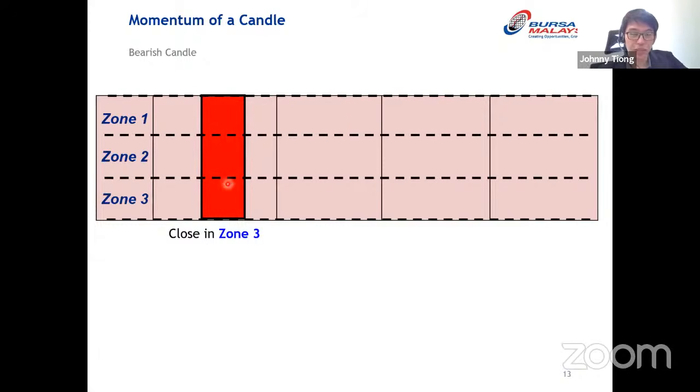Zone 1, zone 2, and zone 3. When it is in zone 3, it means sellers are in control. So for this stock, the whole day from the opening, people sell until 5 o'clock, and the candle appears like this, meaning the whole day everyone is selling, nobody is buying. Sellers are in control.